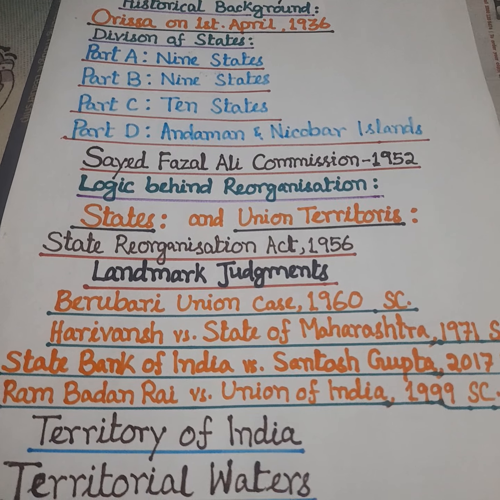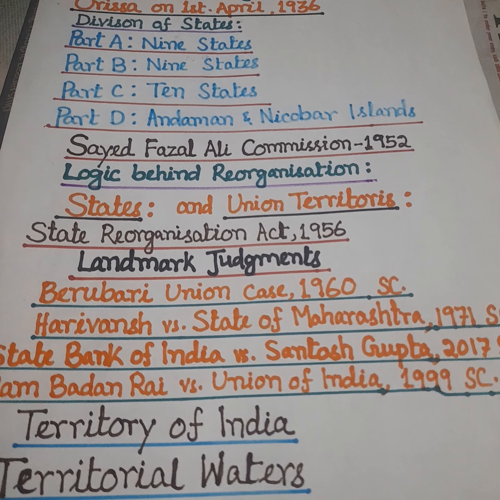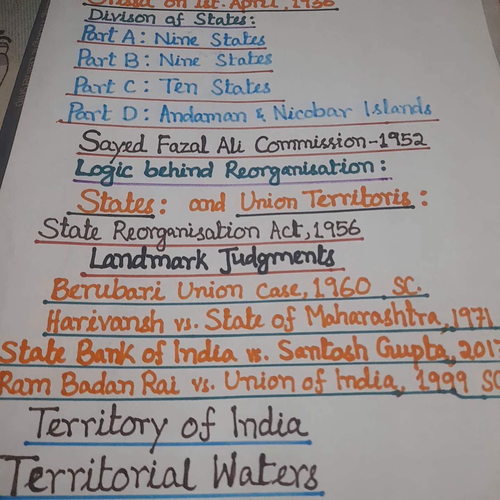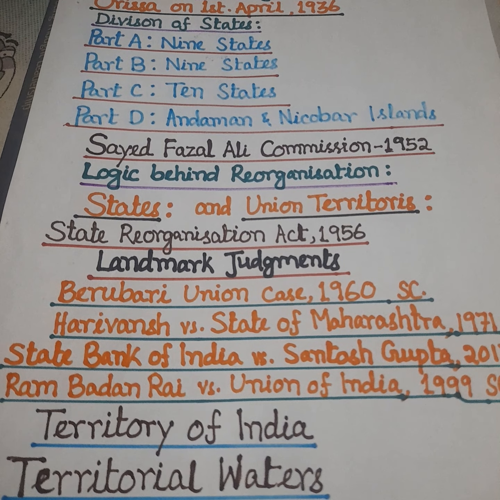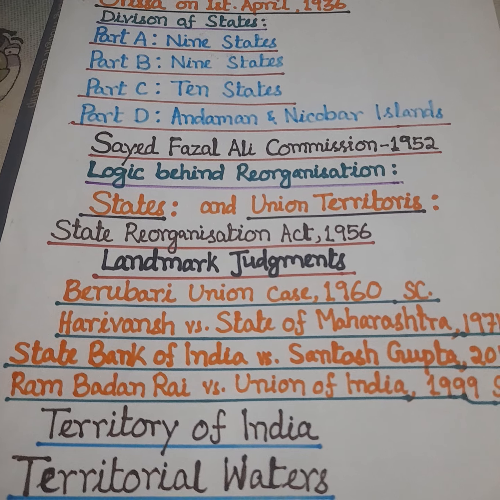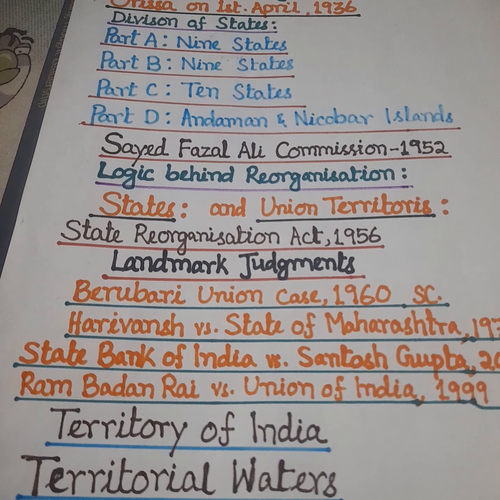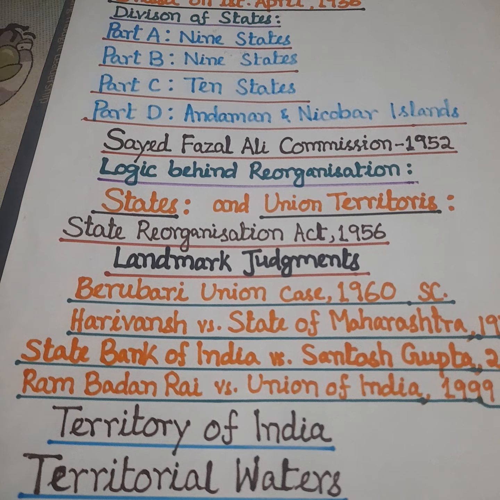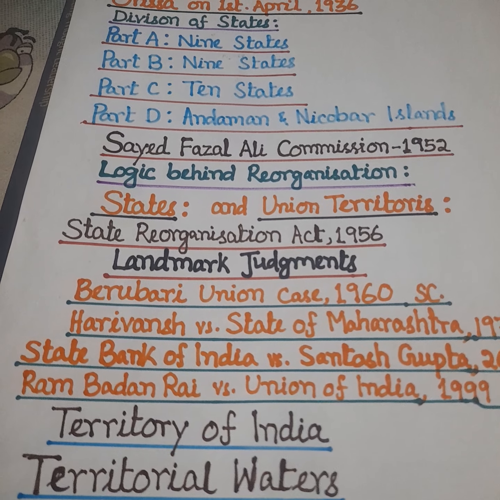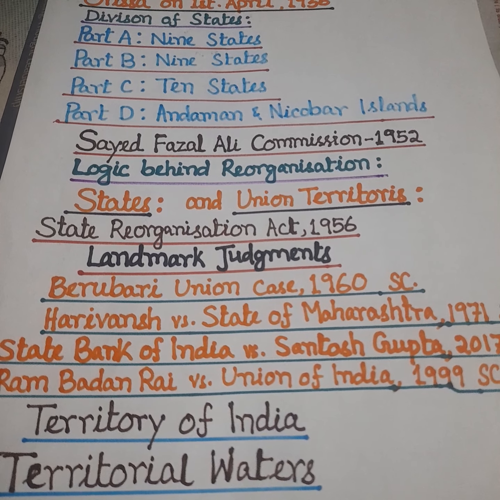The Part B states were also 9 states comprising Hyderabad, Jammu and Kashmir, Saurashtra, Mysore, Travancore-Cochin, Madhya Bharat, Vindhya Pradesh, and Patiala and East Punjab States Union. These states had unique characteristics and were formed considering local identities.